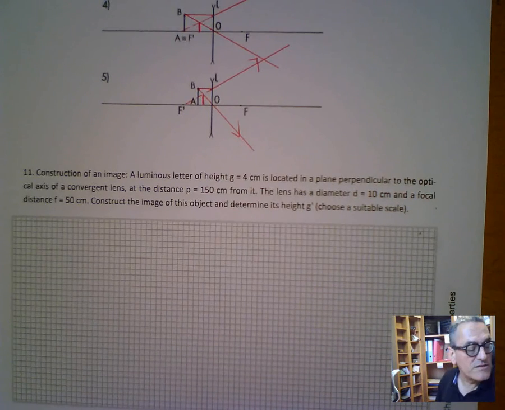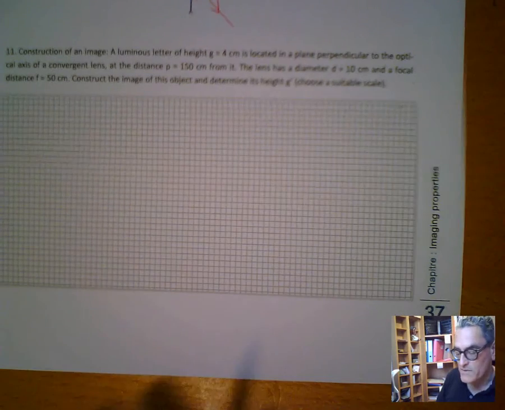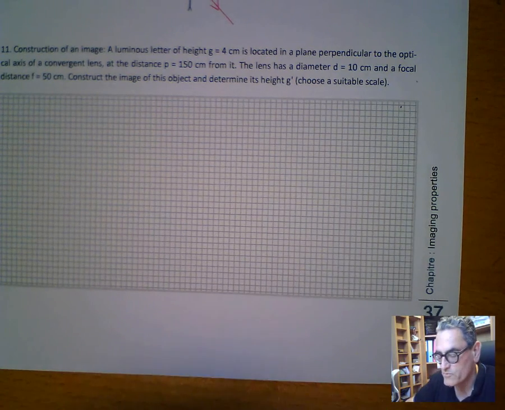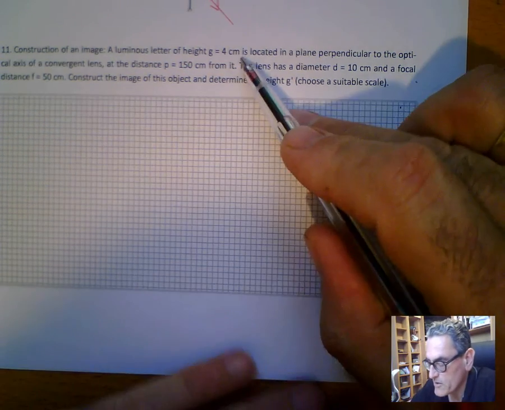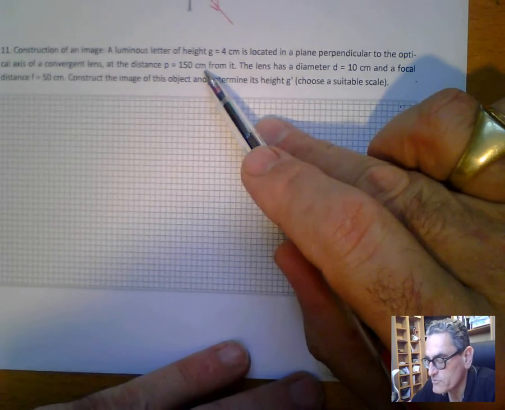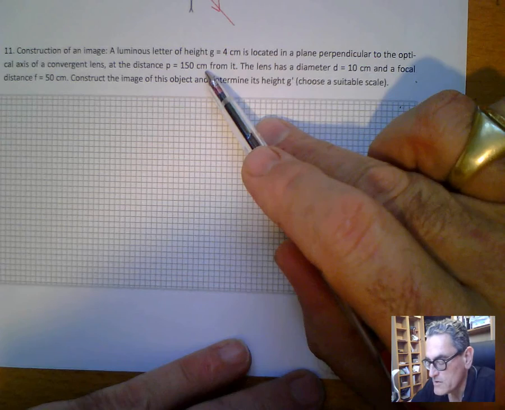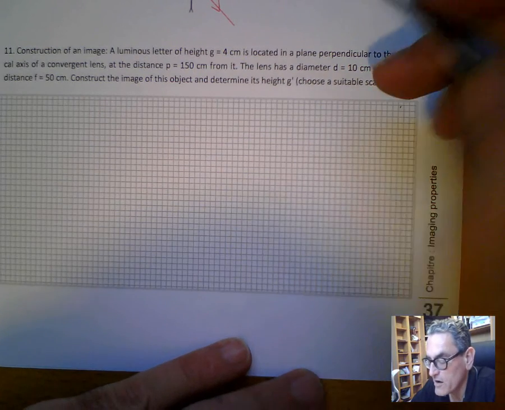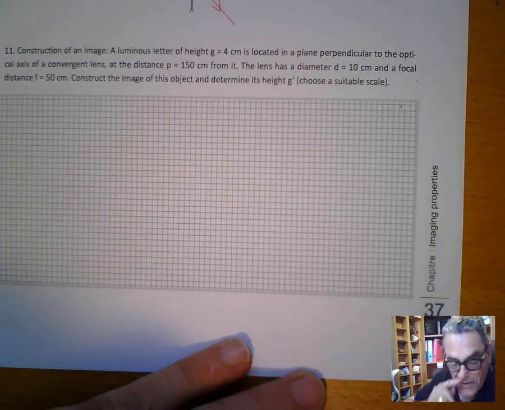Let's now do exercise 11. Maybe it's a bit messy, exercise 11, because the scale is a bit complicated. You have to find a scale to represent things. You have a letter which is 4 centimeters high. You have a distance which is 150 centimeters. So how can we scale that down so that it holds on a piece of paper?